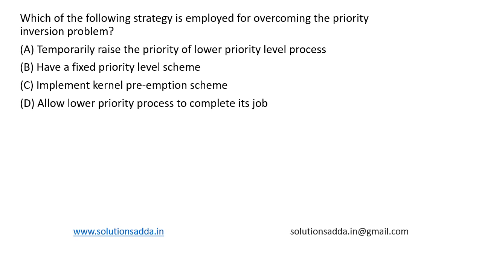This is a question from operating system. Which of the following strategy is employed for overcoming the priority inversion problem? So priority inversion is a scenario in which a high priority process is indirectly preempted by a lower priority process.